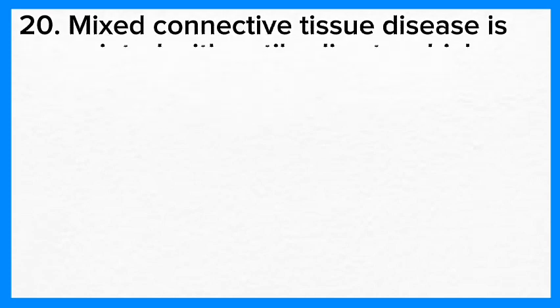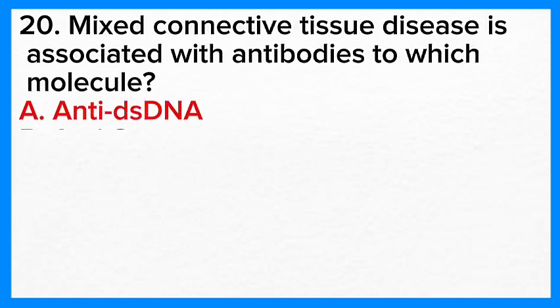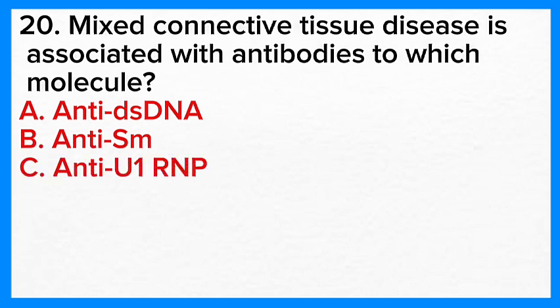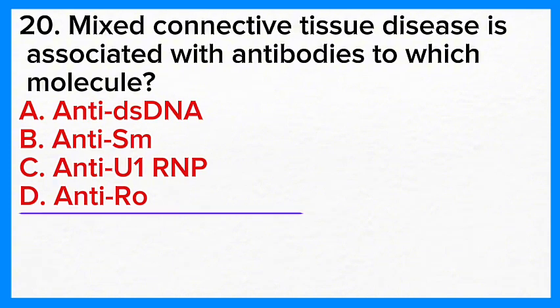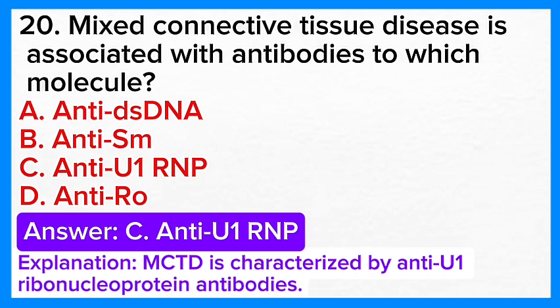20. Mixed connective tissue disease is associated with antibodies to which molecule? A. Anti-Jo, B. Anti-Sm, C. Anti-U1 RNP, D. Anti-Ro. Answer: C. Anti-U1 RNP. Explanation: MCTD is characterized by anti-U1 ribonucleoprotein antibodies.